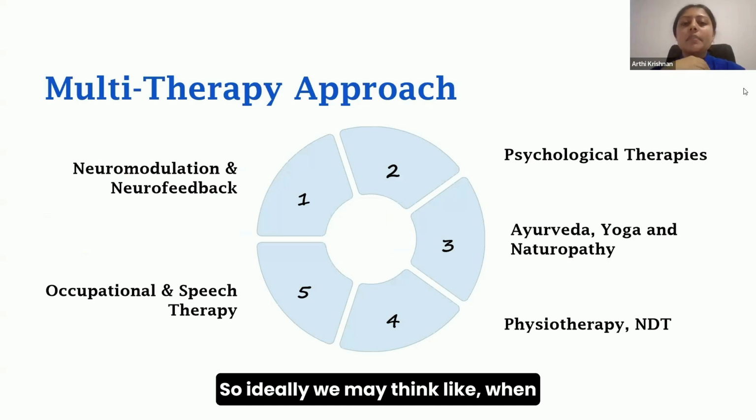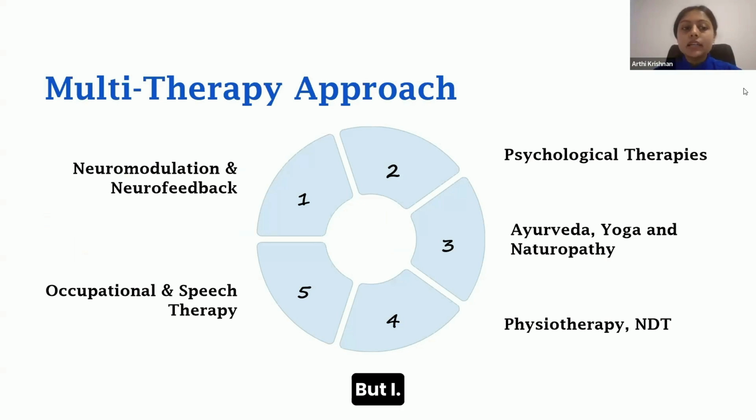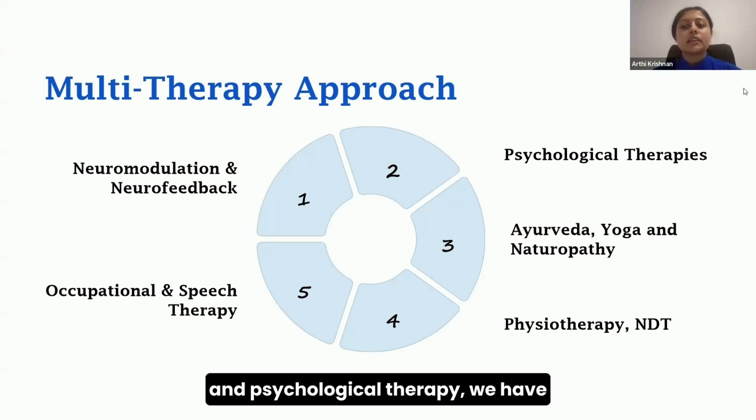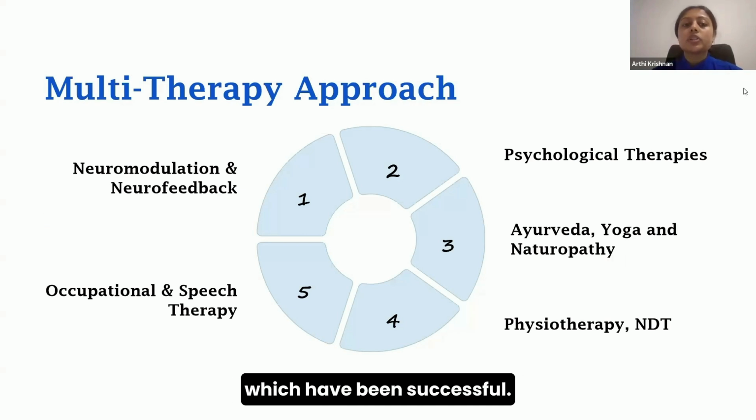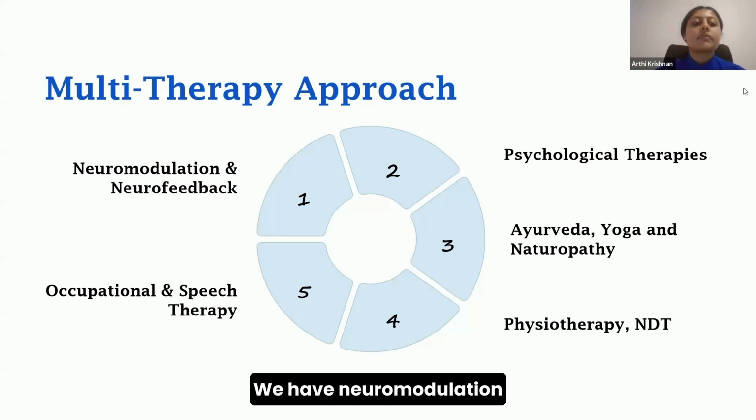So ideally, we may think like when we do rehabilitation for autism spectrum disorder, like what is it? Is it just speech therapy? Is it just going to be like psychological therapy? But apart from speech therapy and psychological therapy, we have other therapeutic approaches which have been successful. Like we've observed through research that they have been successful. So, what are these? We have neuromodulation and neurofeedback.